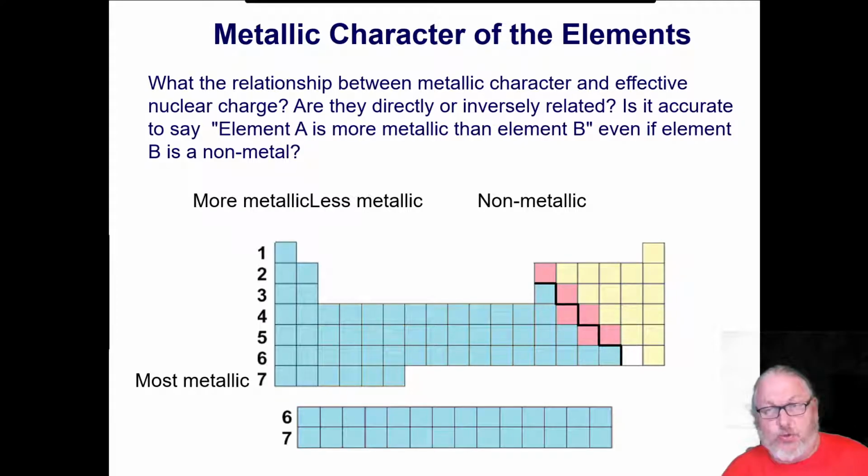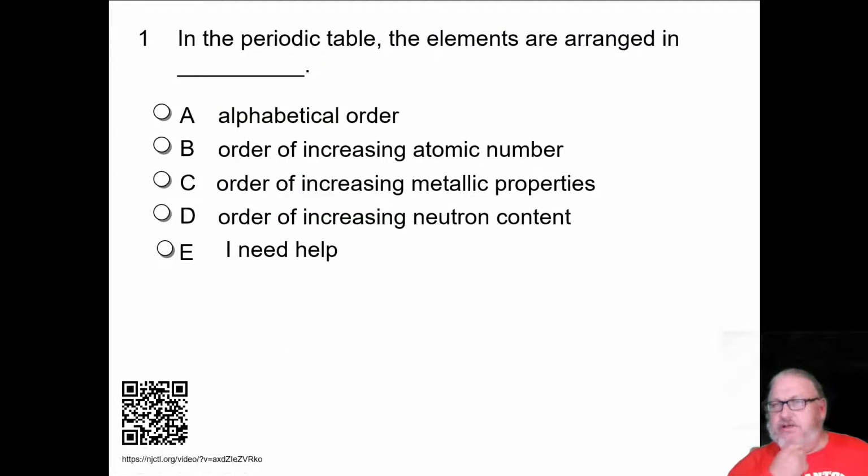What's the relation between metallic character and Zeff, or the effective nuclear charge? Think about it. Are they directly or inversely related? Can I say that element A is more metallic than element B, even if element B is a metal? We've answered that. Yes, we can compare the metallicity of elements depending on what part of the table they're in. Is it in this area where it's mostly nonmetallic, or more down here, which is more metallic? We've answered those questions. So let's have a little check here before we move on.